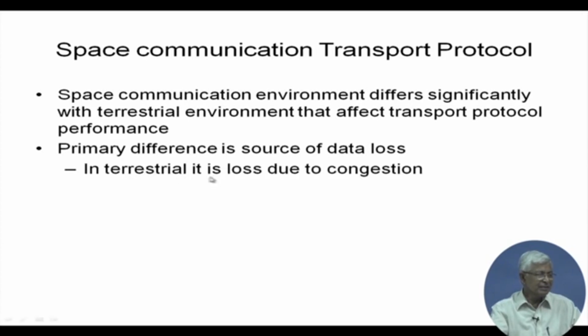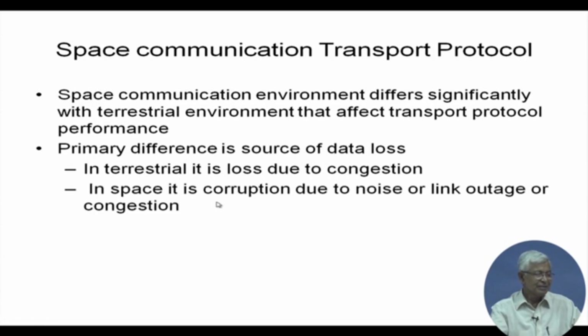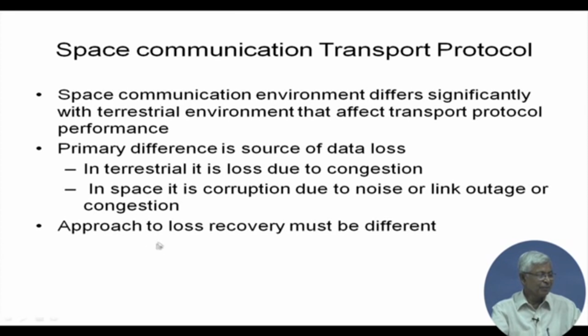So, in terrestrial networks, any loss is assumed to be due to congestion, whereas in space it may be corruption due to noise, link outage, or congestion, any one of the three is possible. Because it may be due to noise and link outage, it should not be treated as congestion, and you should not slow down the flow drastically. So, the approach to loss recovery must be different. That is one of the major issues in the modification of the TCP protocol for the space environment.